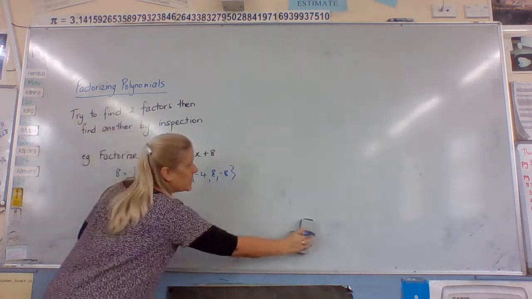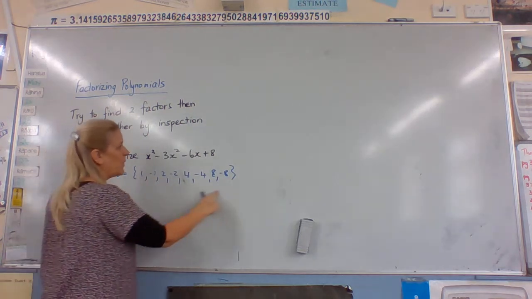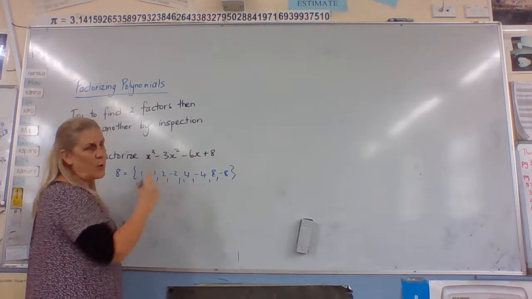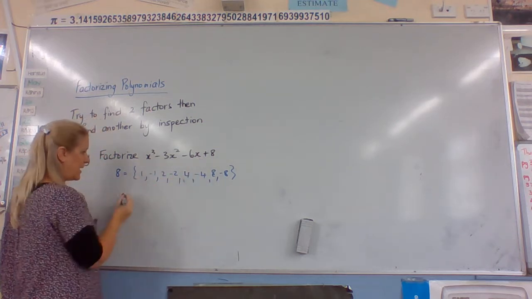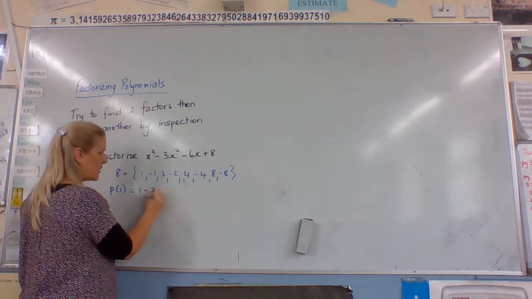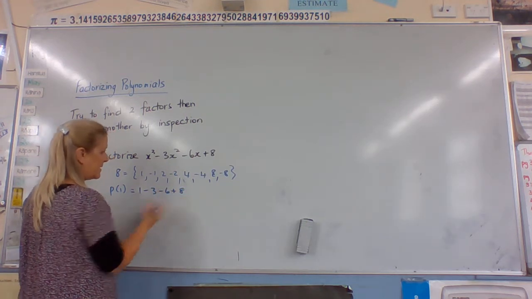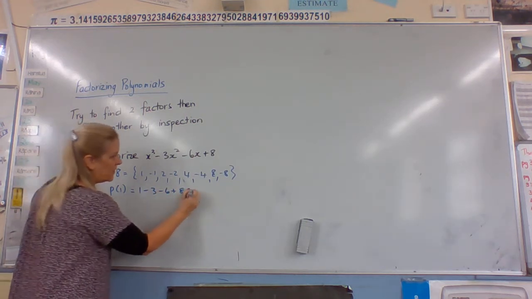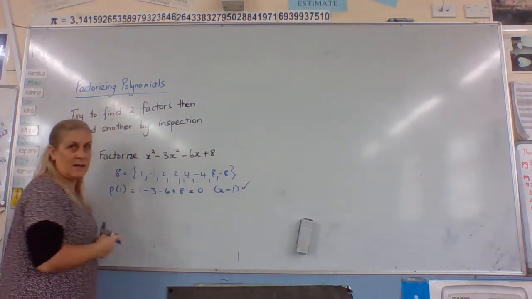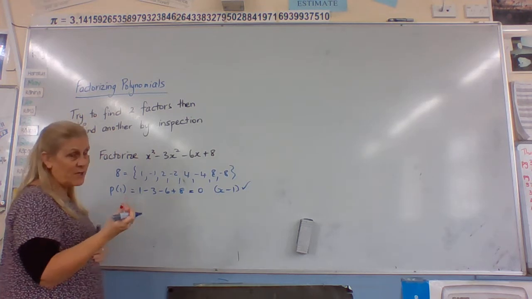Okay, so using the factor theorem, we're going to go through, and it's quite easy, because if we use 1 and negative 1, we're just dropping the x part out. So P of 1 equals 1 minus 3 minus 6 plus 8. 1 minus 3 is negative 2, minus 6 is negative 8, plus 8 equals 0. So x minus 1 is a factor. I found 1 already. Going to try and find another one.